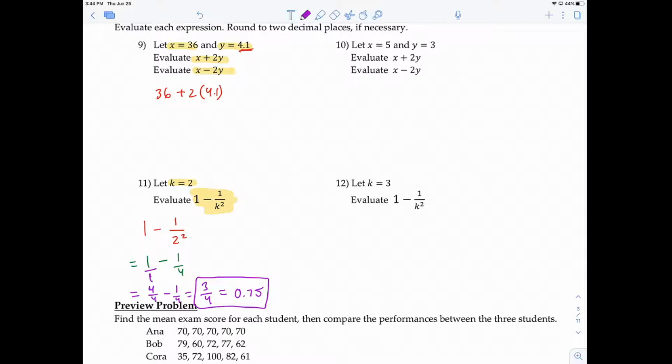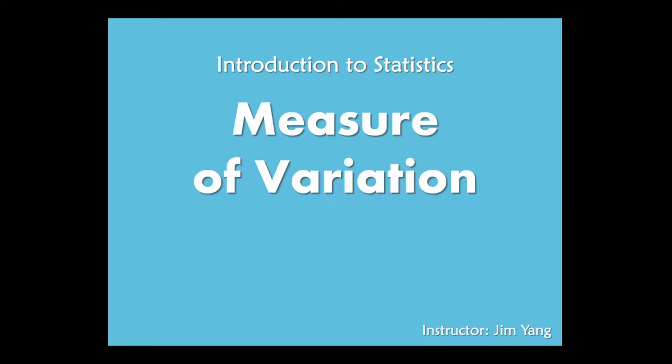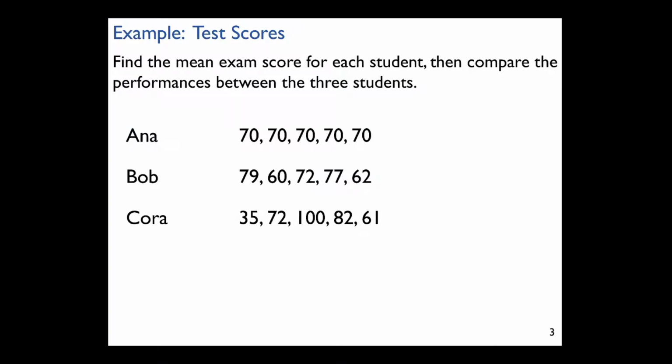Now let's jump right into the meat of the section. Measures of variation. Here's a small preview problem that you can figure out. The question says find the mean exam score for each student, then compare the performances between the 3 students. Go ahead and press pause and calculate the mean of each of these students. I'll give you a couple of seconds, and then I'm going to show you the answer.